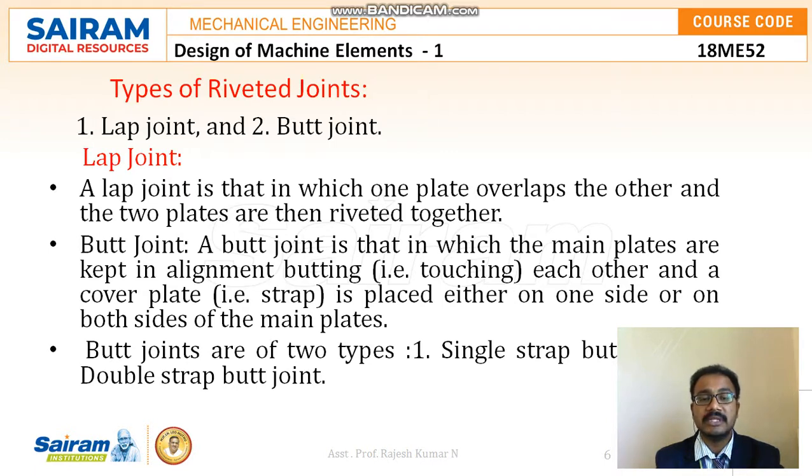A lap joint is where one plate overlaps the other, and usually two or more plates are riveted together. But a butt joint is where the main plates are kept in alignment, butting. That is, the edges of the plates are touching each other, and there will be a cover plate, also called a strap, which is placed usually on both sides, sometimes on any one side only, and later we will be riveting in a row format, or some people call it a column format also. And the butt joints are of two types, that is a single strap butt joint and a double strap butt joint.